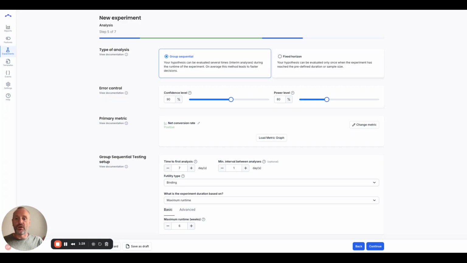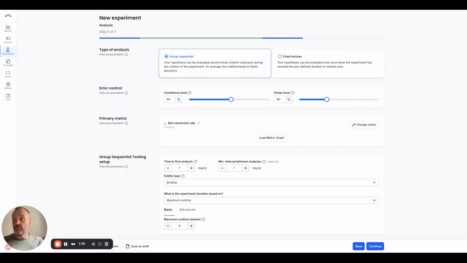It's usually good practice to run your experiment for at least 7 days. Not only does this help with the variance in the metric, but this also ensures that you have a good representative sample of visitors in your experiment, which is crucial to make good informed decisions which can then be generalized to the full population. So the recommendation here is to use at least 7 days before the first analysis. So that's the first setup here.